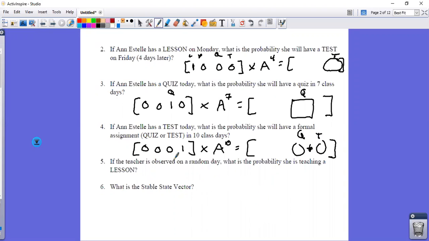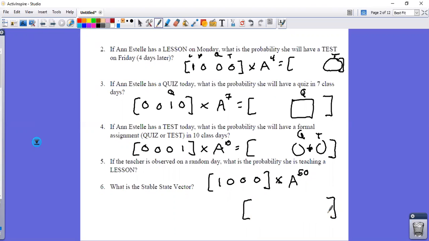If the teacher observed on a random day, what's the probability she is teaching a lesson? What you're talking about here, and this is kind of the same as number 6, is that as you go out to great numbers, we don't know where it started at, and you could put just a 1 anywhere. You could actually do 0.25 for each one of them, just to spread it out if you wanted to. It does not matter. Times that transition matrix, and take it to just a big power. 50 would probably work.